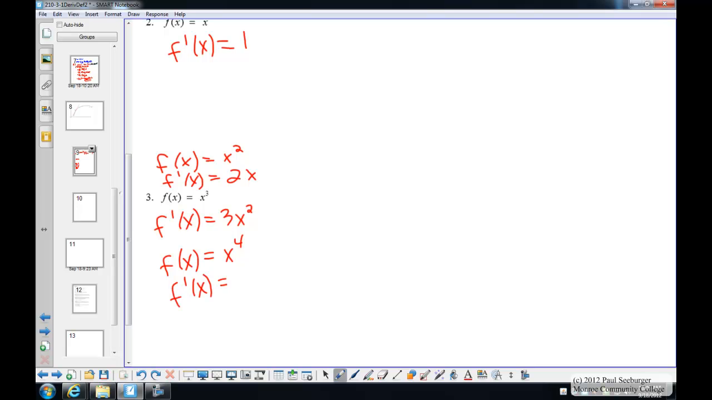And really, I know some of you have already seen this before. Is there anyone who hasn't that wants to give it a try? What do you think might happen? 4x to the third power? Turns out that's right. Okay, what if we had f of x equals x to the fifth? What do you think f prime of x would be?